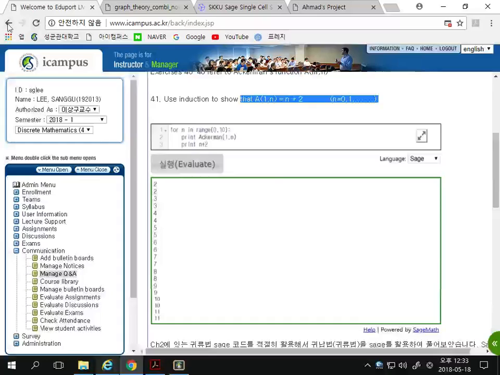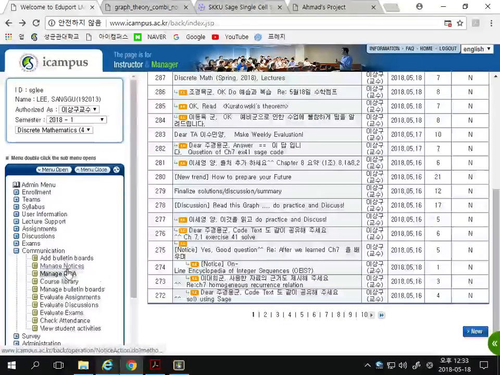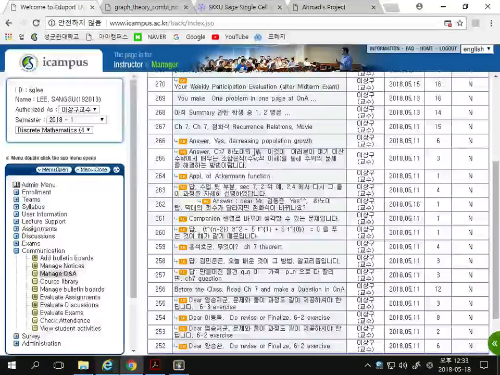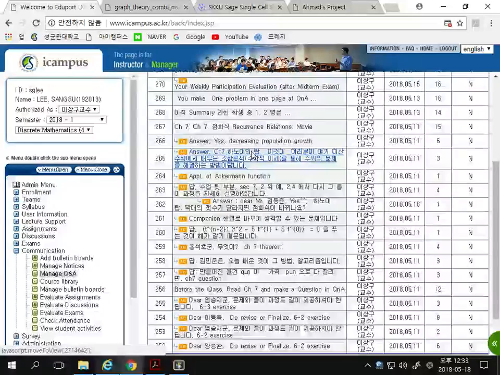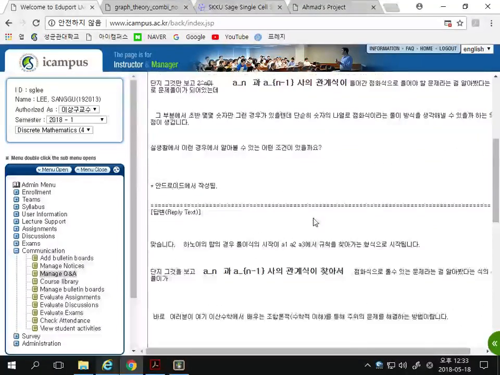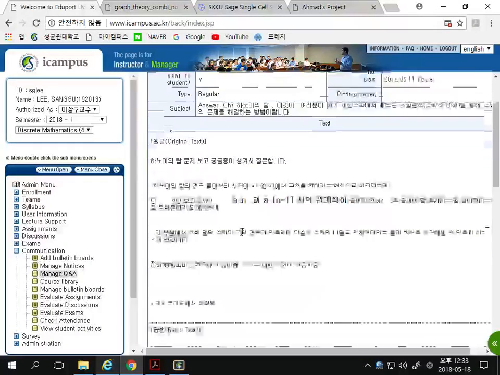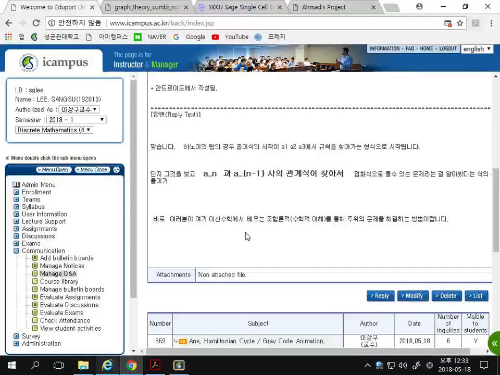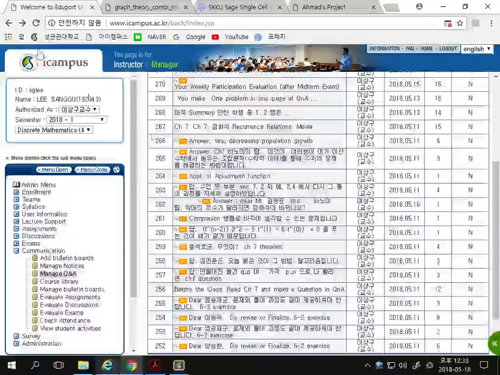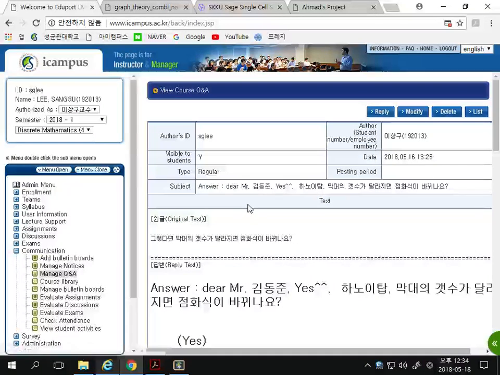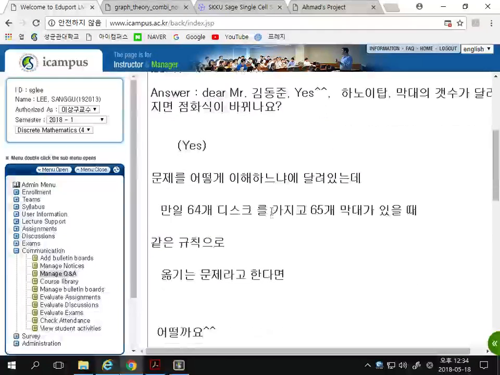Okay, I think that's enough. Okay, Hanoi's Tower. Here, who asked this? Who asked about this? Okay, and I think there was one interesting question here. Mr. Kim Dong-jun, do you understand now?